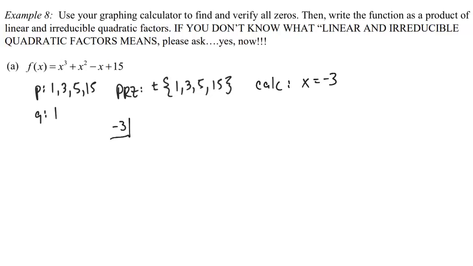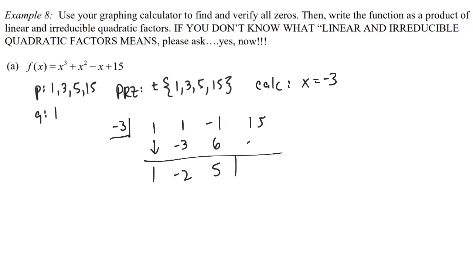And so once I have that, I'm ready to start synthetic dividing. Listing my coefficients, drawing my horizontal and my vertical line here, and dropping the first number down, and multiplying. 1 times negative 3 is negative 3. Negative 3 plus 1 is negative 2, and negative 2 times negative 3 gives me 6, which gives me 5, and 5 times negative 3 is negative 15 for a remainder of 0.